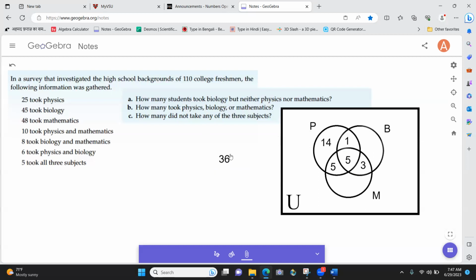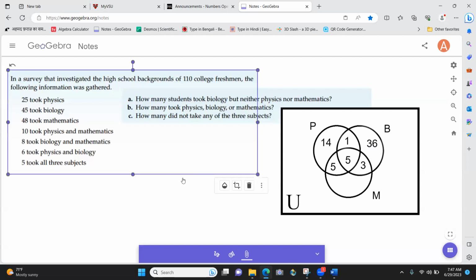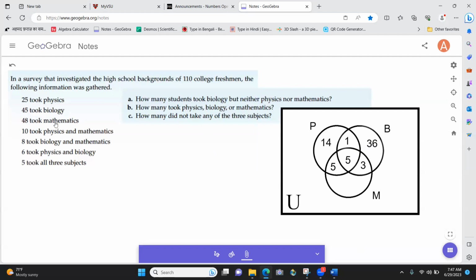I'm going to check if it makes any sense. 45 took biology. 36 plus 3 plus 5 plus 1 is 36, 37, 38, 40, 45. That sounds about right. All right, 48 took math. So how many goes here? 48 minus 10 is 38. 38 minus 3 is 35. So I'm going to put 35 here.